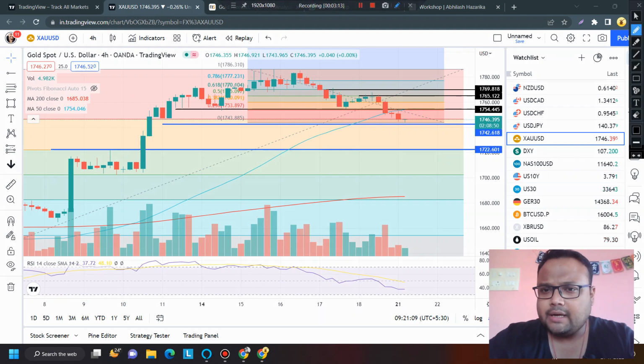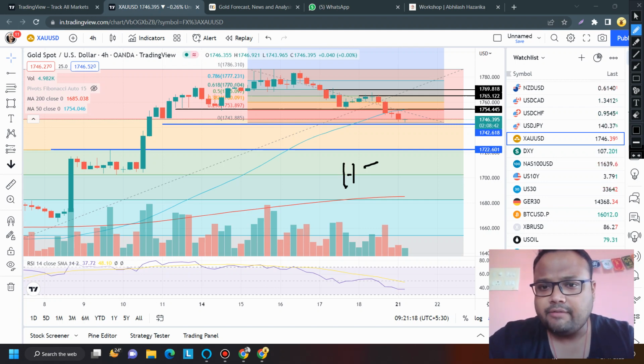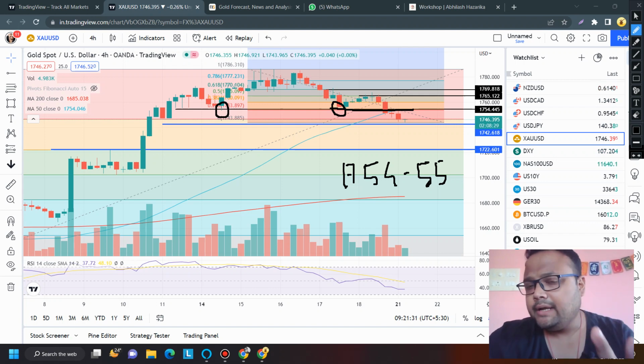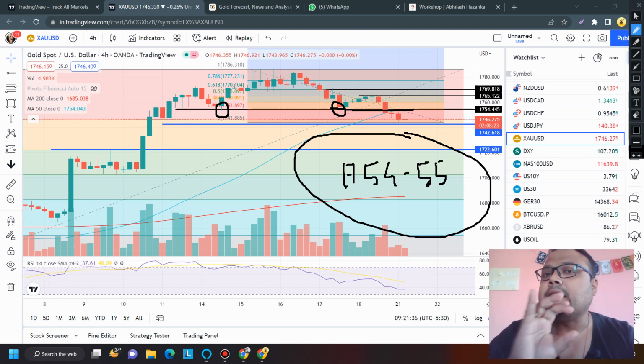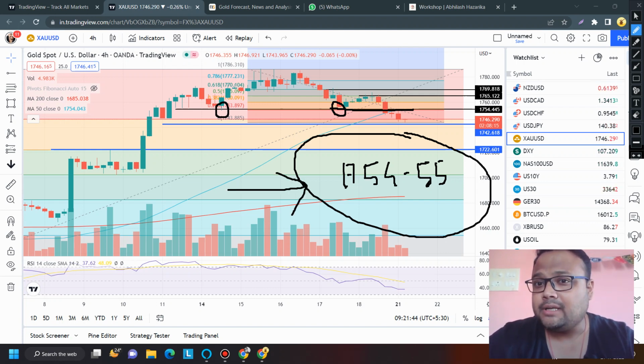During the day, if the market tries to recover, listen to me carefully, then the first resistance will be around 1754 to 1755. This will be the first resistance on the gold chart, because previous support will act as resistance here. One more thing I would like to add is that 1754 to 55 is a very clear-cut resistance on the chart of gold, and the market does not like common things.